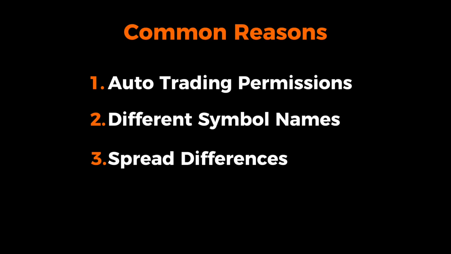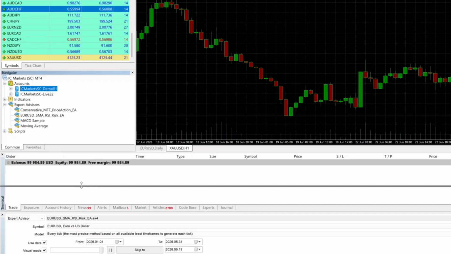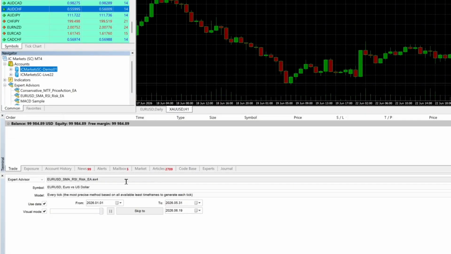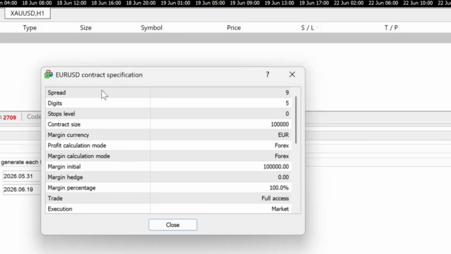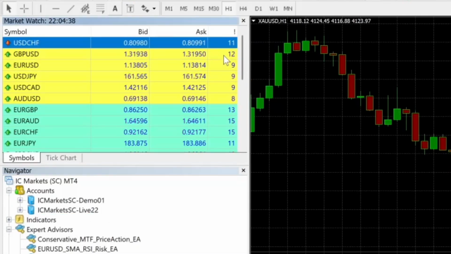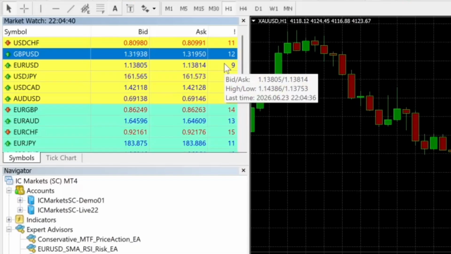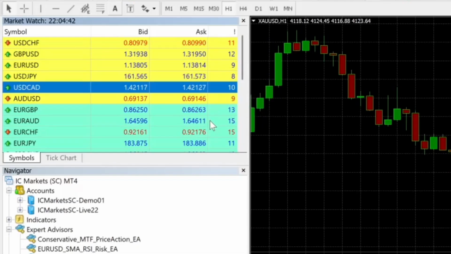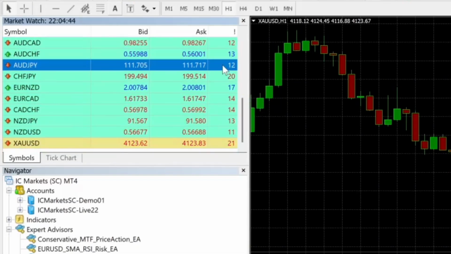Reason 3: Spread differences. This one affects many scalping EAs. Demo accounts usually have ideal conditions: tight spreads, fast execution, everything looks great. Then you move to live. The spread becomes wider. Now the entry conditions are never met, or the trade becomes too expensive to open.